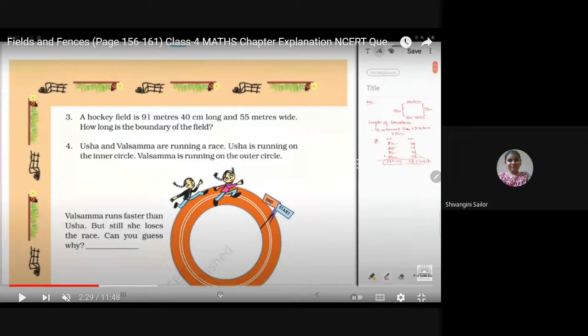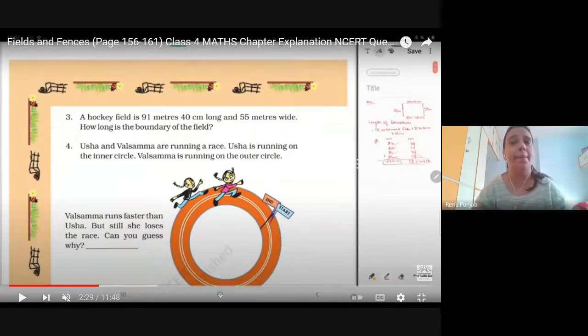Why? Ma'am, can I say? No. Write in the chat box. I will read your answers. Jignesh, I know she is on the outer circle, but why? Why does she always lose the race? Why is she not able to win? Pritika is a little closer, but I want a detailed answer.